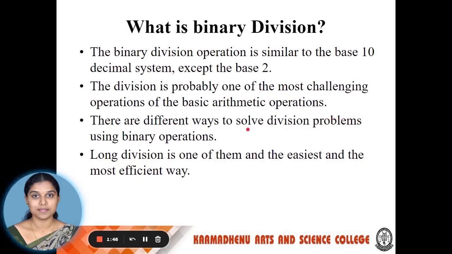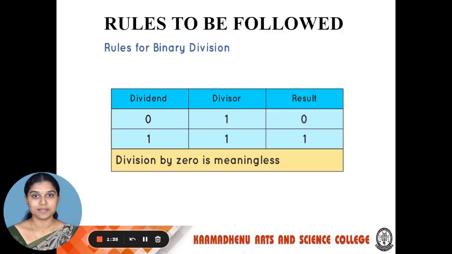The easiest and most efficient way is long division. Let's see the rule first and then we can go to an example. The rule is: dividend, divisor, and the result. 0 divided by 1 is 0, 1 divided by 1 is 1. Division by 0 is meaningless, so no need to consider it.